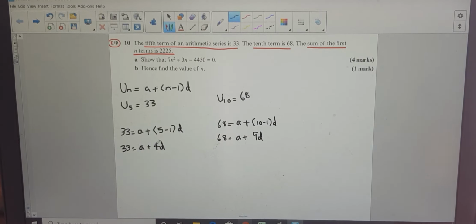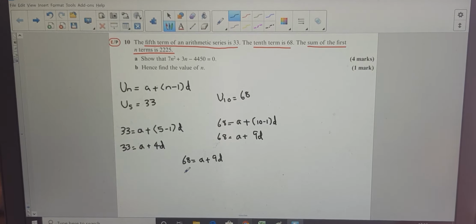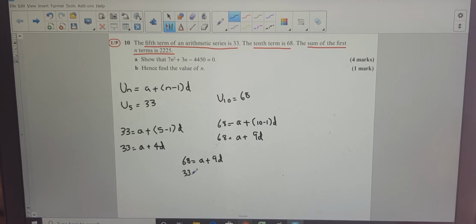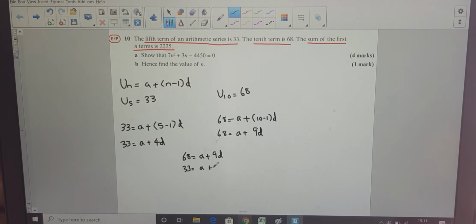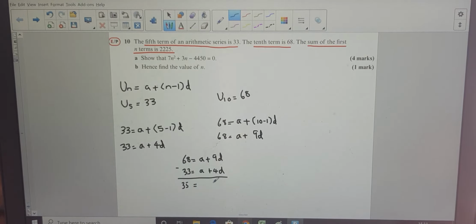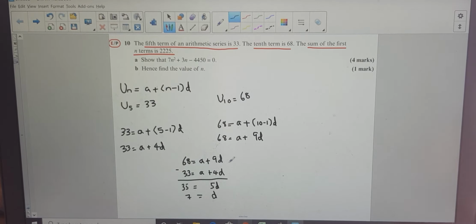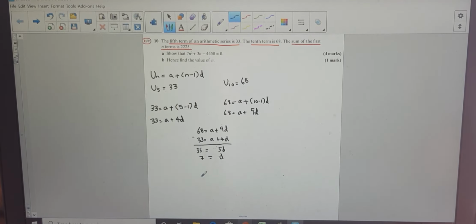Okay, right, so I have two equations, two unknowns. I've got 68 is equal to A plus 9D. I've got 33 is equal to A plus 4D. Nice simultaneous equations, because when I subtract these, the A's are just going to cancel. This leaves me with 35 equals 5D. Therefore, D equals 7. Then when I substitute D equals 7 into either equation, you'll get that A equals 5.